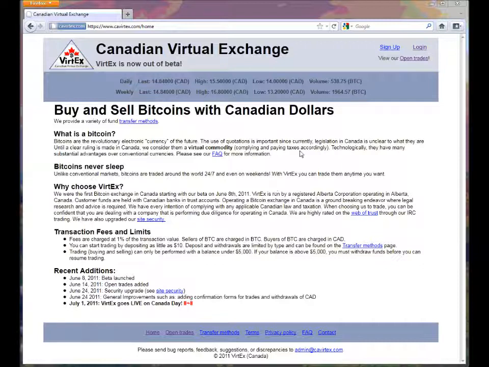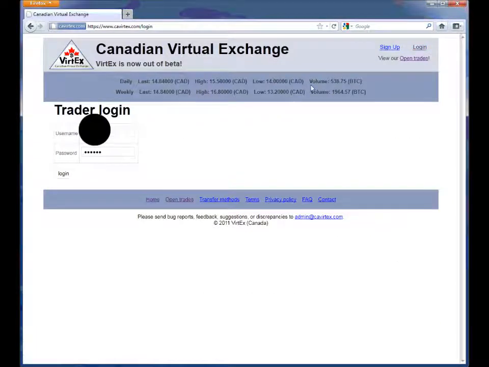So the first thing you'll notice is to sign up and log in. The first thing you're going to want to do, of course, is sign up. It's quick and easy. You sign up, get an account. You will then want to log in. Now when we log in, the username and password, of course, is the one you chose.